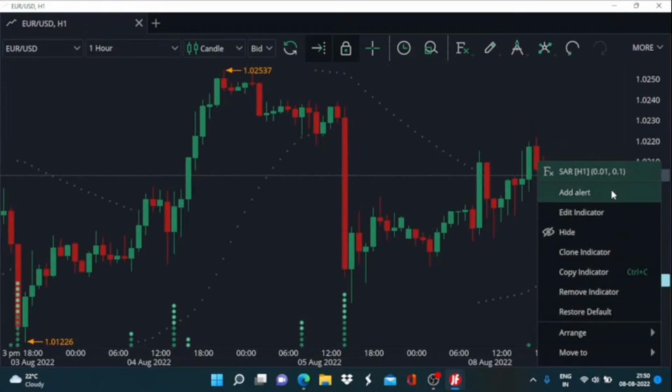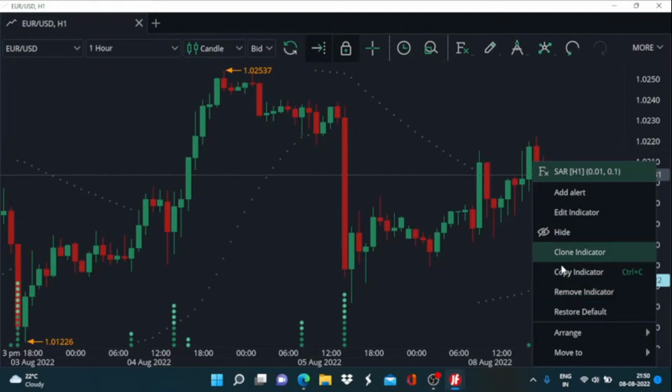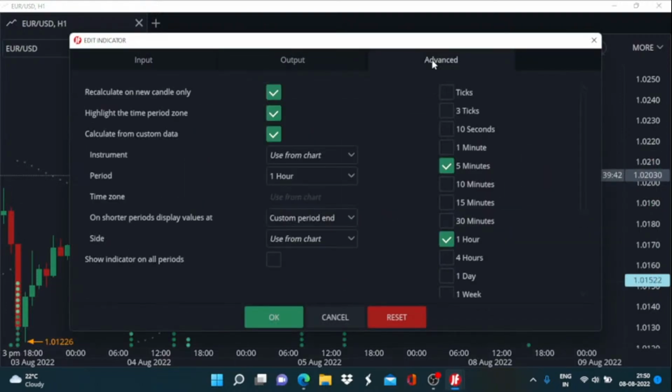Remove indicator. No, not really. We will edit it. Okay, so here comes the option for this indicator to be shown on all time frames.